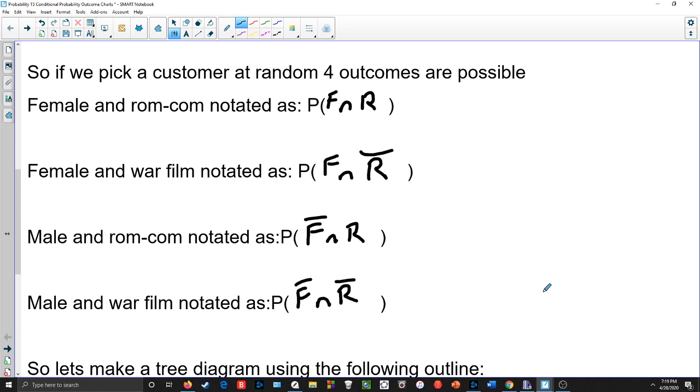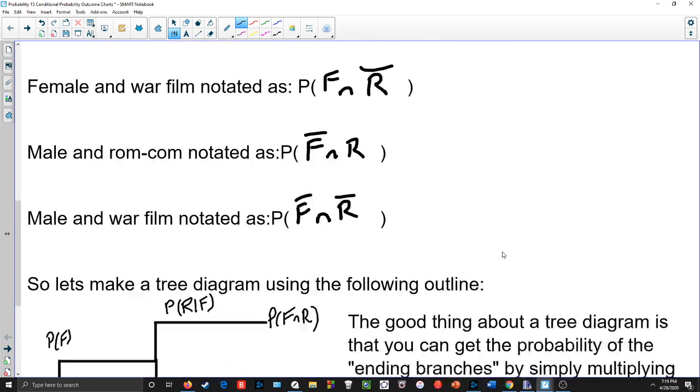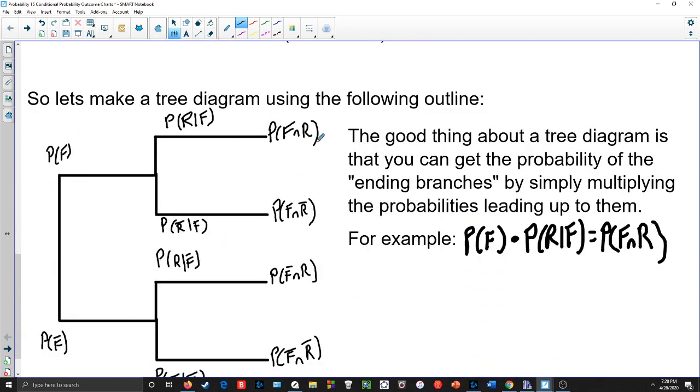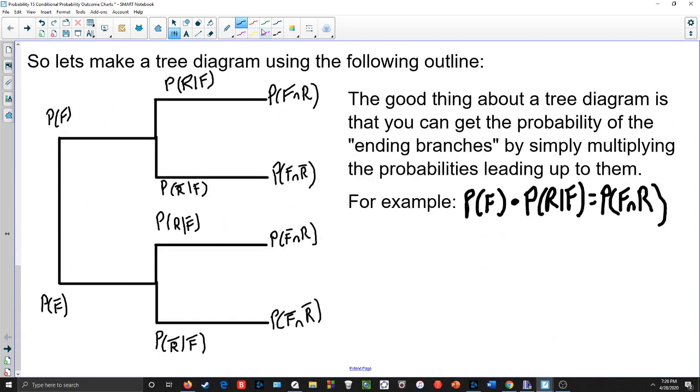We're going to take these categories and make them into a tree diagram following a specific outline, and the outline is this setup here. The way we made this is we took each pair of events as it came. If we pick somebody, the first thing we can tell is whether they're female or male. That's our first split. So we pick some random person, and they can either be female or male.